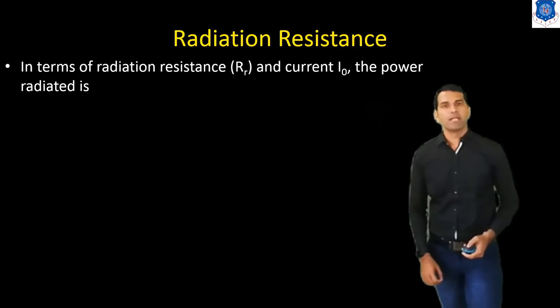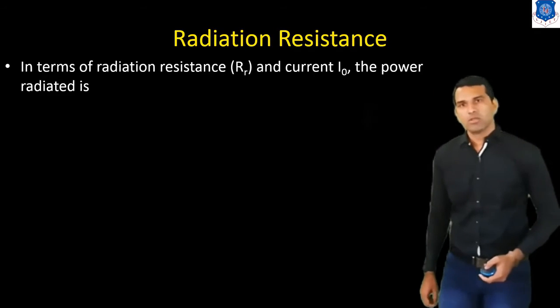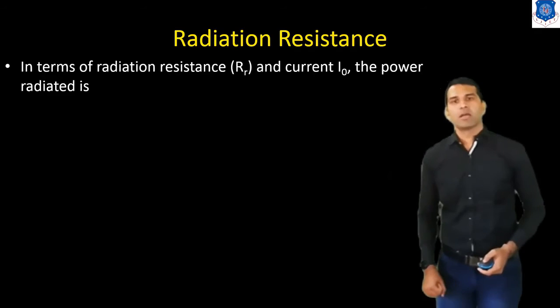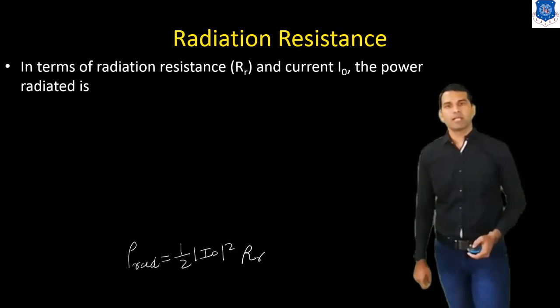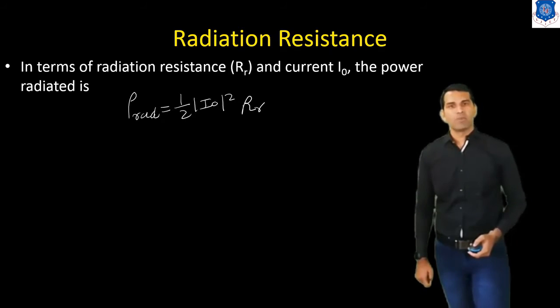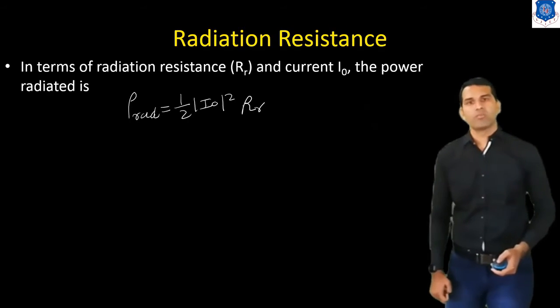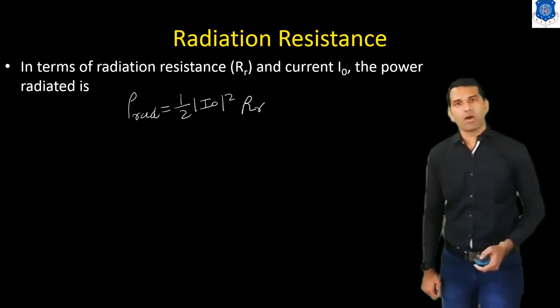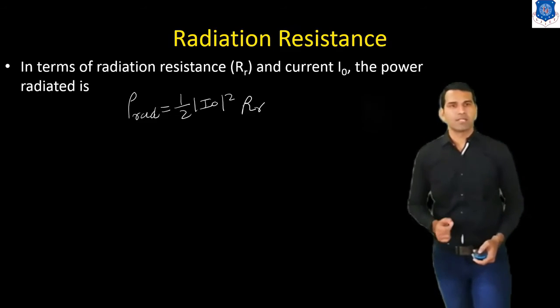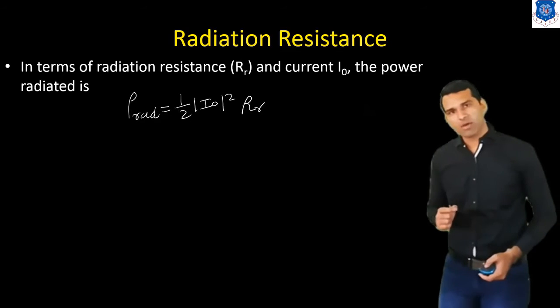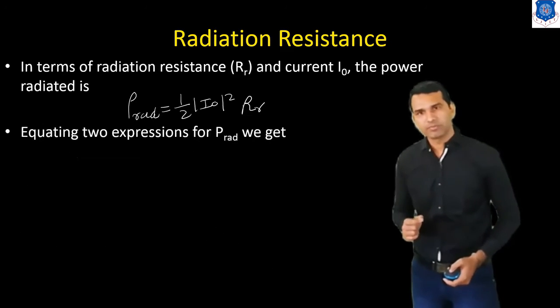Now, radiation resistance. In terms of the radiation resistance R_r and current I0, the power radiated is written as P_rad = 1/2 I0² R. So I0² into R, and the resistance is the radiation resistance, which is why we write R_r.